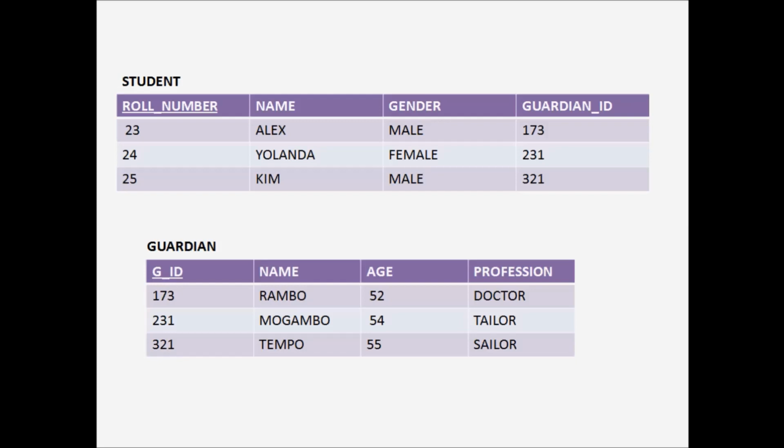So whenever I insert a row in this table student, then the value for the foreign key must be available in the column of another table which is referred by that foreign key.